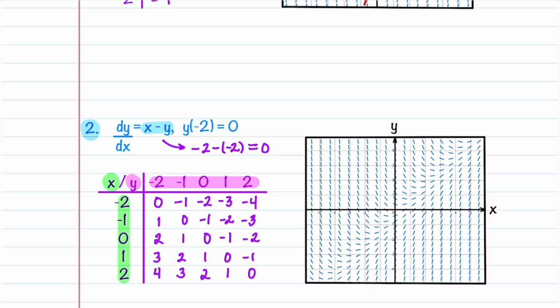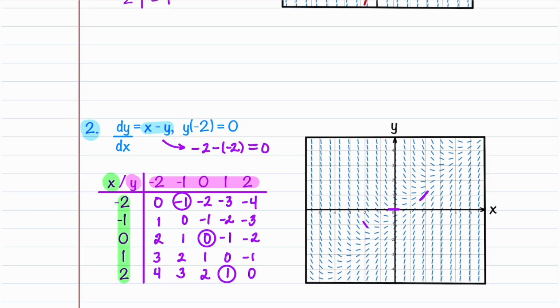Let's plot 3 of these slopes. Let's first plot this slope. X is -2, y is -1, and our slope is -1. Now let's plot this value. X is 0 and y is 0, so that's right at the origin, and we're going to have a horizontal line to indicate that our slope is 0. Let's now plot this slope. X is 2, y is 1, and our slope is equal to 1.